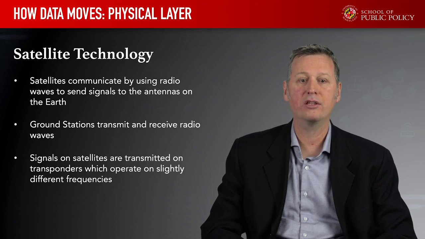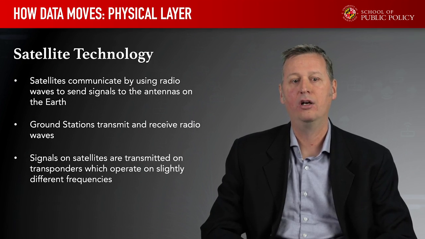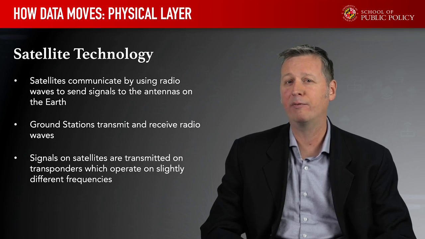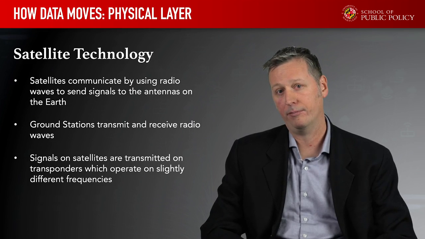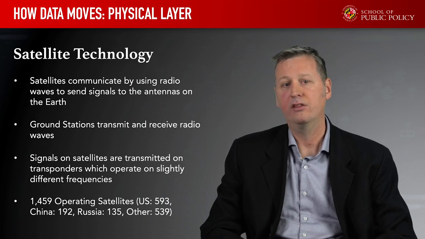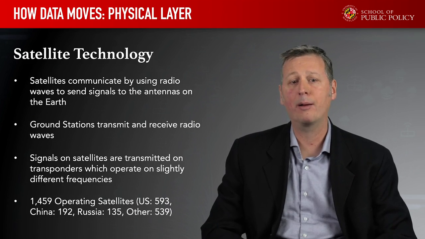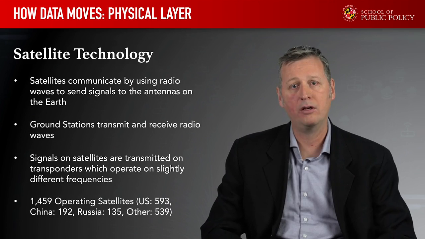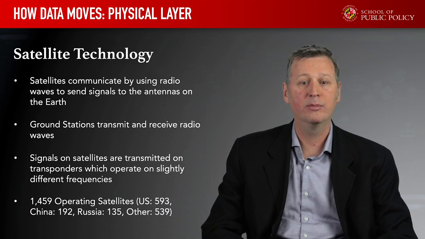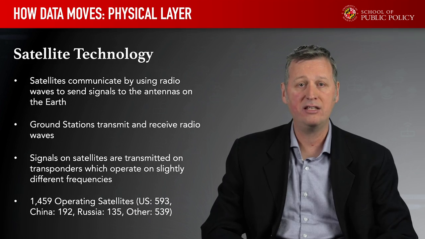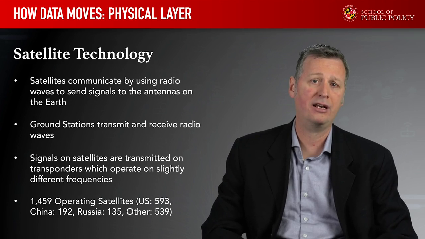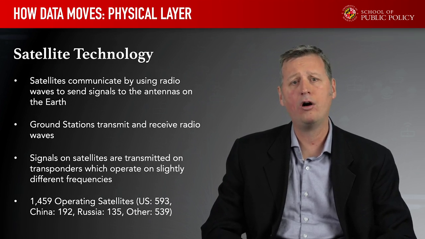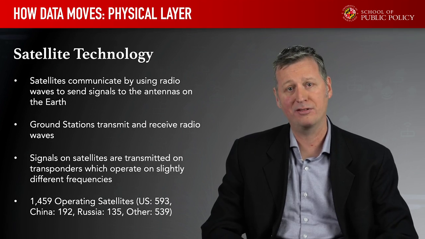And signals on the satellites are then transmitted on what are called transponders, which operate on slightly different frequencies to different points on the Earth. There are roughly 1,500 operating satellites going around the Earth as we speak. The majority are operated by the United States, but the Chinese, the Russians, and other countries manage a set of their own satellites. And they all fly around the Earth in different orbits.